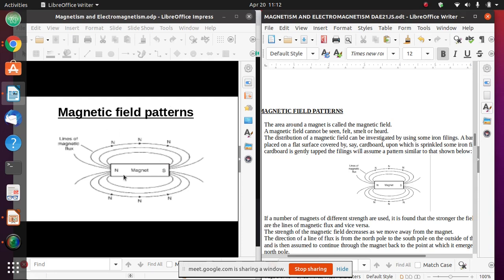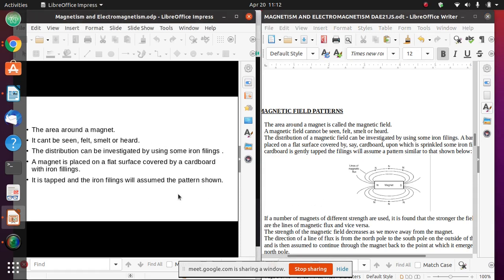Now, the direction of this flux will always be from the North Pole to the South Pole. Sawa. And it is assumed that these lines of flux, starting here, will come out from the North Pole to the South Pole, and then it is assumed that they will go through the magnet and form a complete loop up to the point where it started. If it started here, it will go around and then enter inside the magnet and form a complete loop. Sawa.